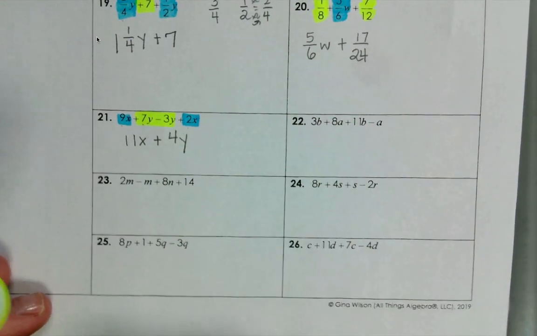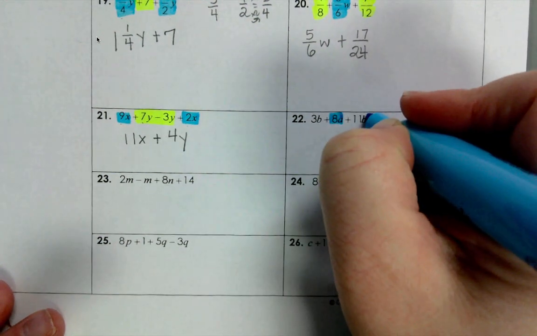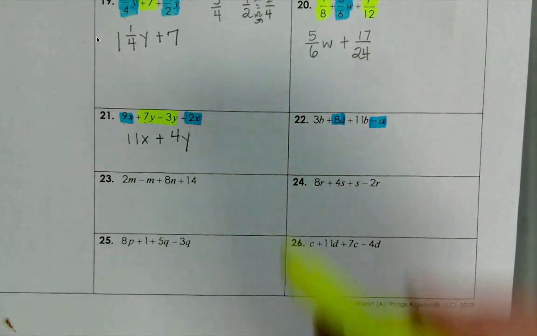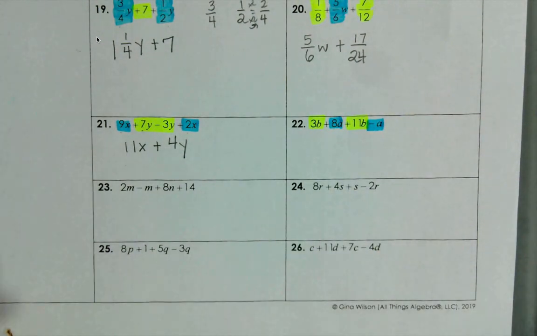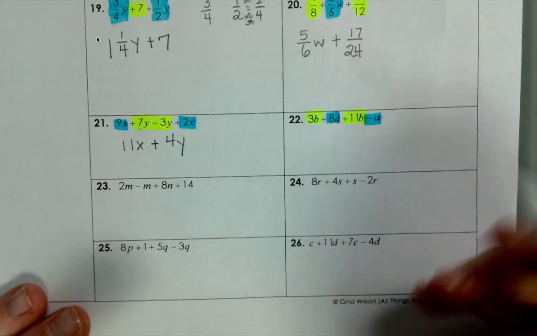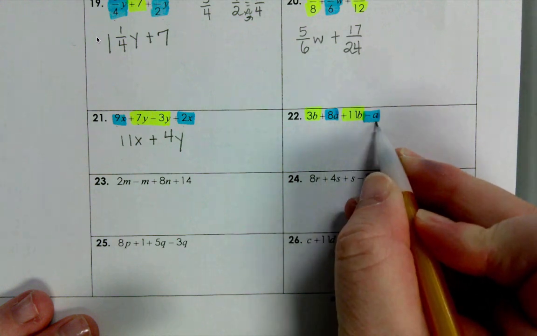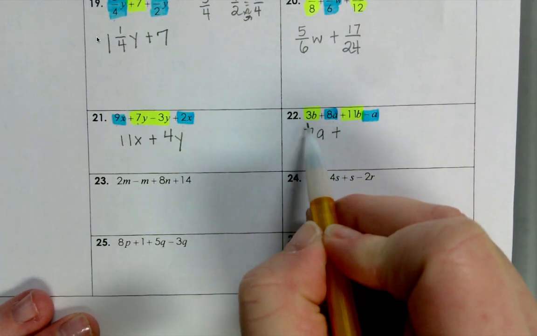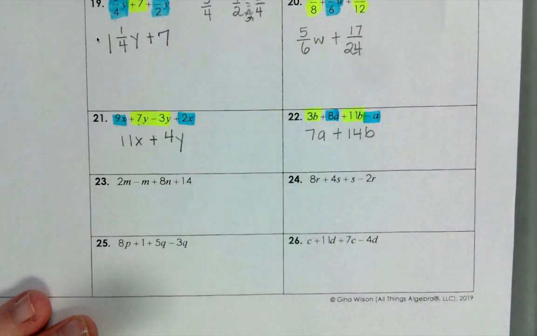So like over here, I have 8a and I have negative 1a, boo. But then I have 3b and I have 11b, okay? So A comes before B in the alphabet, so I'm going to work with him first. If I have 8 A's and I take away 1, I have 7 A's. And then I have plus 3 B's plus 11 more, I'm going to have 14 B's, okay?